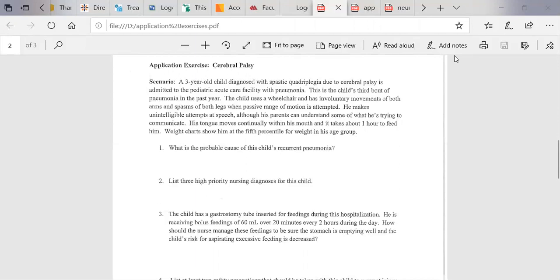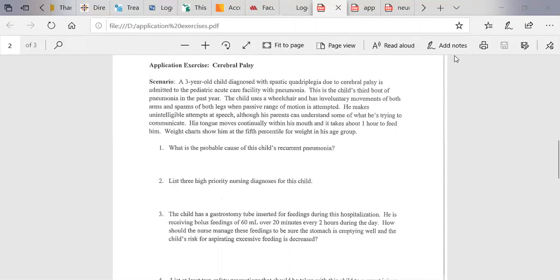The child uses a wheelchair and has involuntary movements of both arms and spasms of both legs when passive range of motion is attempted. He makes unintelligible attempts at speech, although his parents can understand some of what he's trying to communicate. His tongue moves continually within his mouth, and it takes about 1 hour to feed him. Weight charts show him in the 5th percentile for weight in his age group.